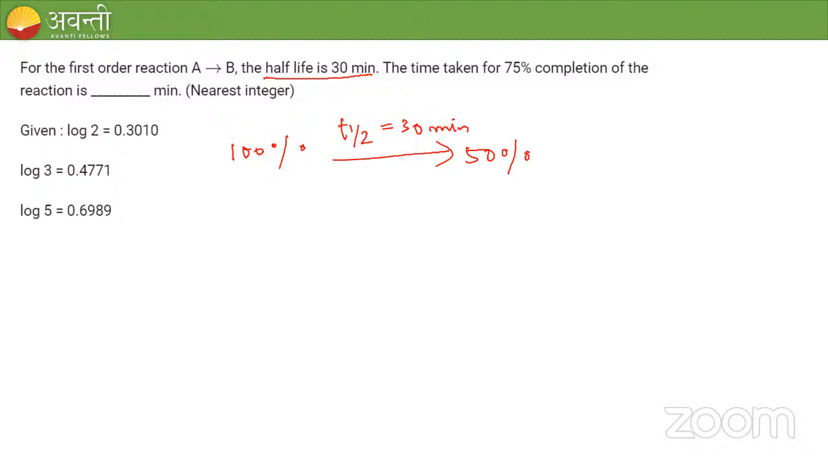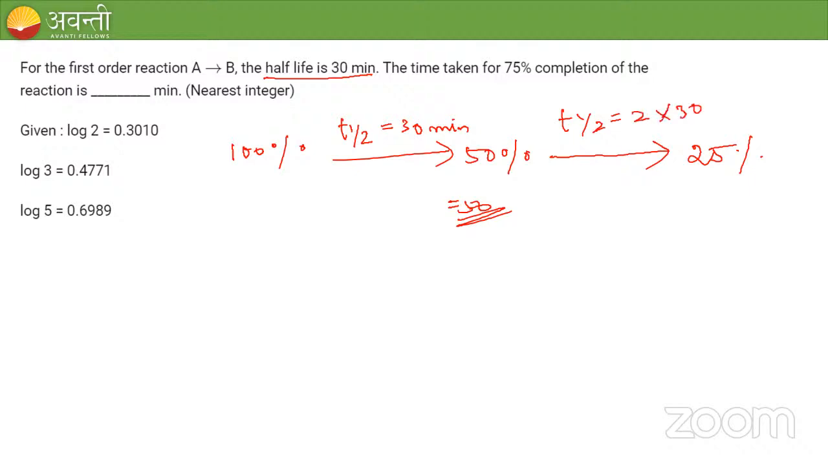Now here 50% is remaining and the other 50% has got reacted. Now what is the half of this 50? The half of 50 is 25. Half of 50 is 25 and the t half for this is 2 into 30, because this is the second t half, no?